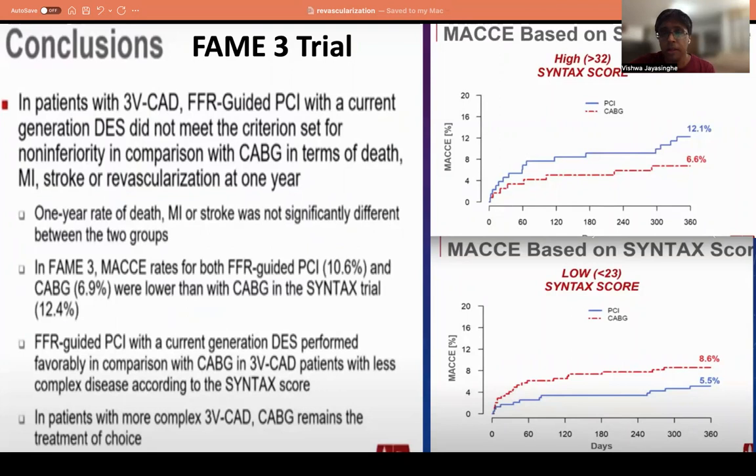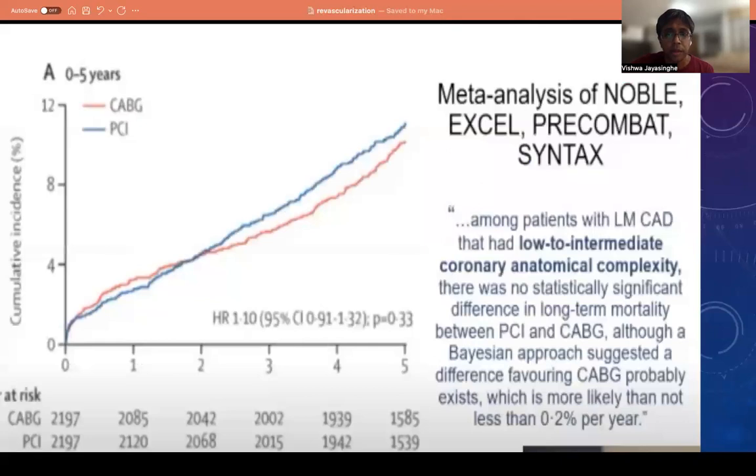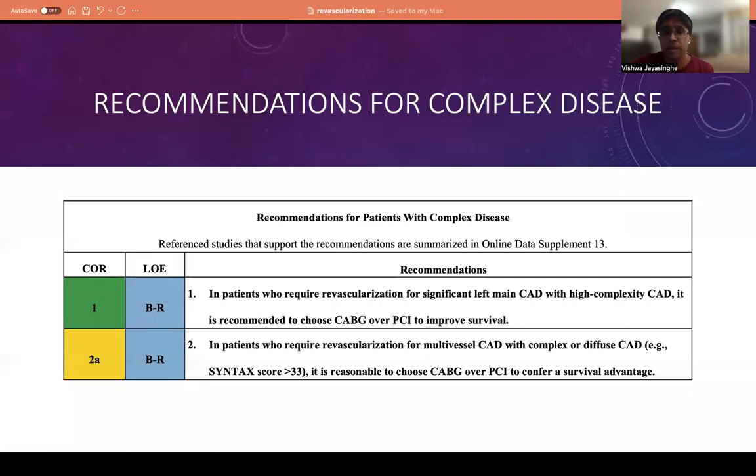However, it depends when you analyze the subgroups. MACE was based on the SYNTAX score. In patients with low SYNTAX score, less than 23, PCI was better than CABG. But on the contrary, in patients with high SYNTAX score, more than 32, CABG was always better. So for PCI versus CABG in complex coronary artery disease, there are multiple trials: SYNTAX, EXCEL, PRECOMBAT, and the meta-analysis all showed that CABG slightly holds an advantage over PCI for complex disease, including left main.